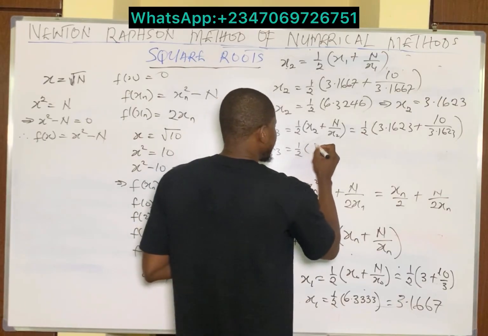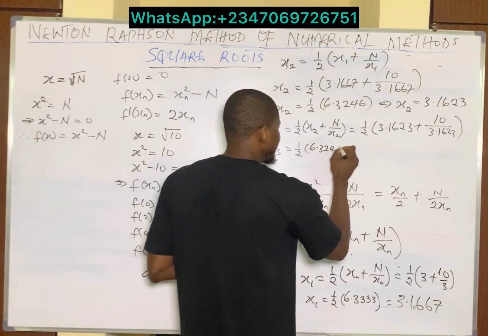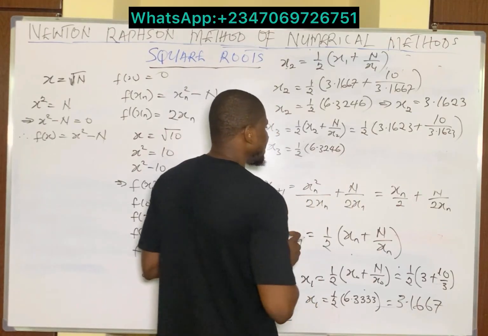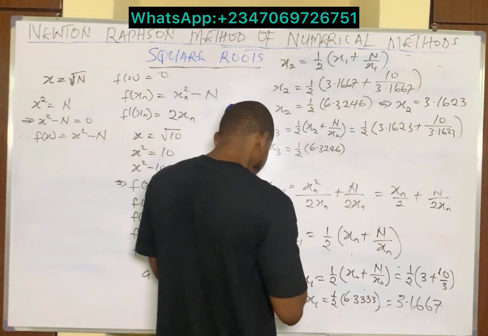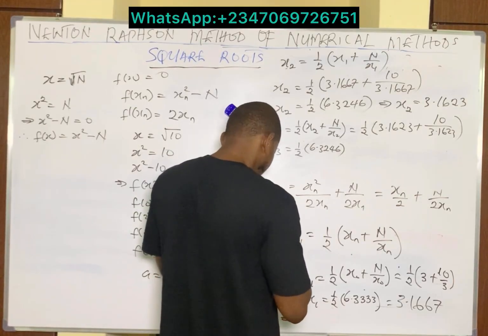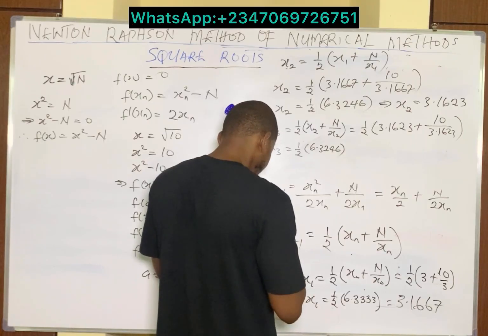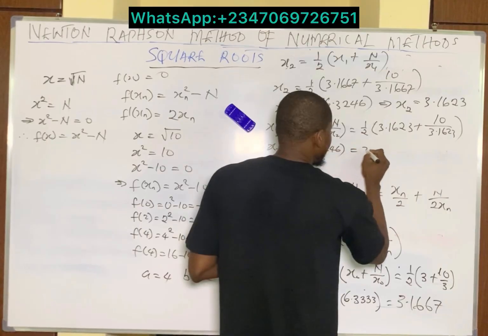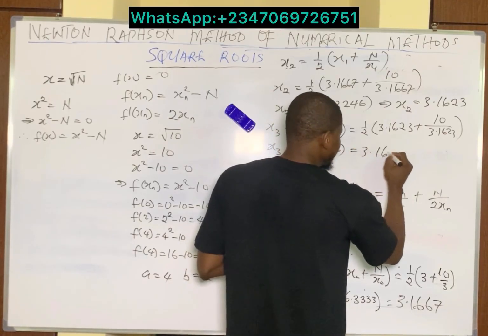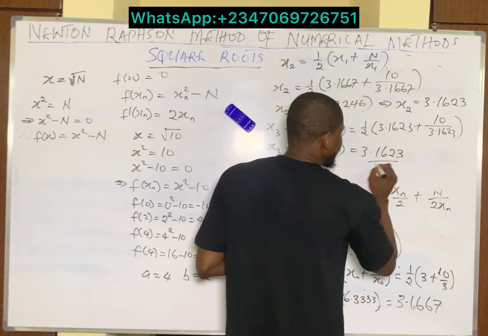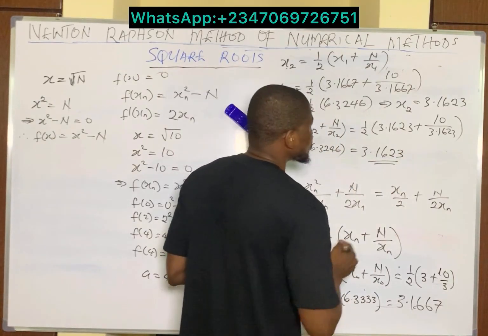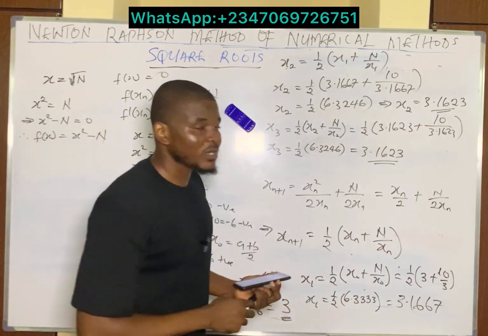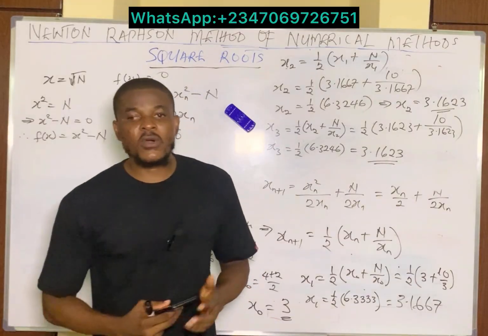That simply gives us 6.3246. So multiply this by 0.5. 6.3246 times 0.5 simply gives us 3.1623. And if you compare this to the previous root, 3.1623, the root of the equation has actually converged correct to 4 decimal places.